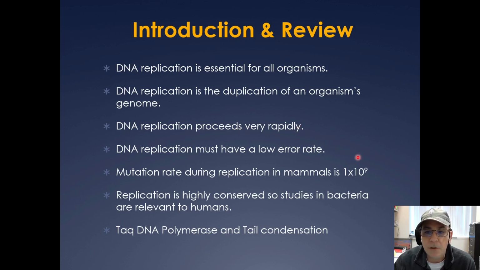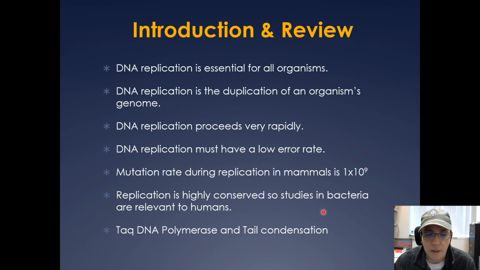Also, DNA replication must have a very low error rate, right? You don't want a situation where every time our DNA is being copied, we're introducing a ton of mutations. That would just be very bad. The mutation rate during replication for mammals is 1 times 10 to the ninth, and we'll actually look at where this number comes from. It's actually a combination of things. And replication is actually a pretty highly conserved process from bacteria all the way up to humans, and so studies in bacteria are pretty relevant to humans.